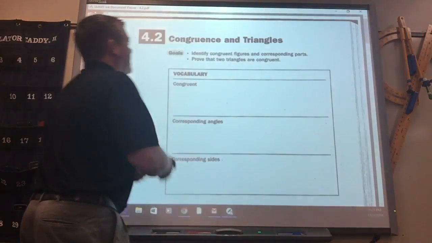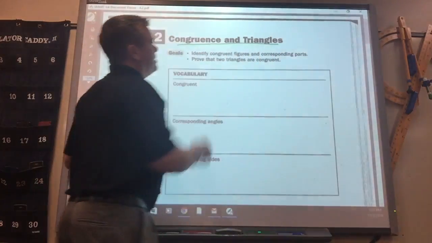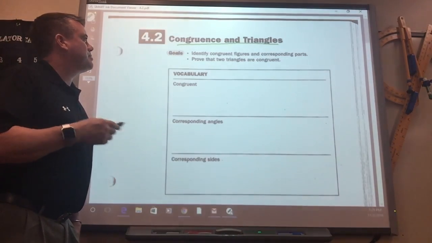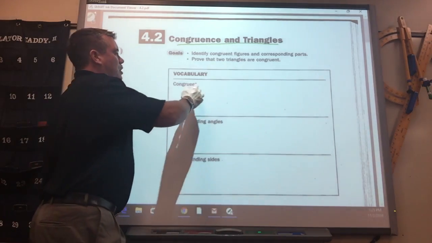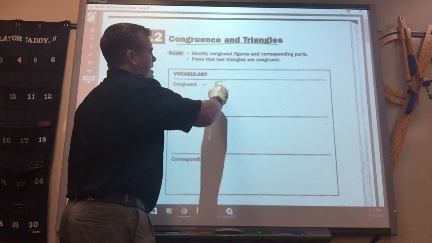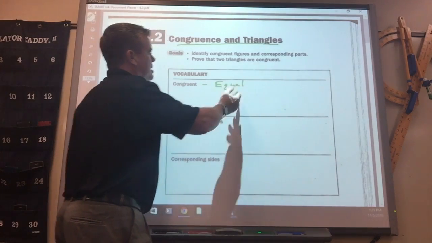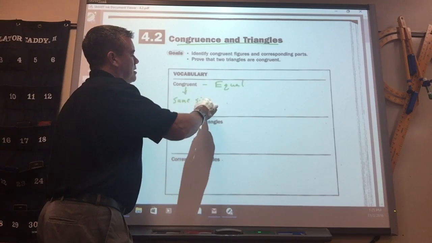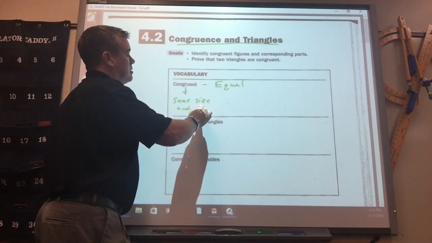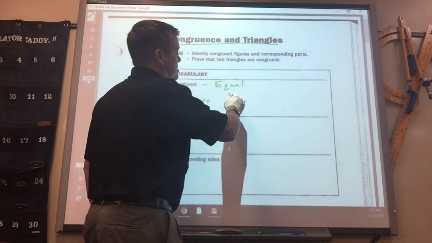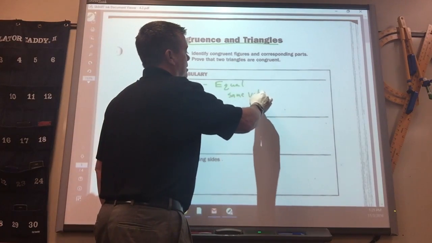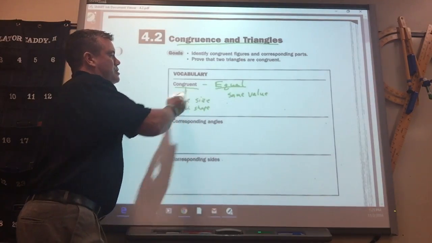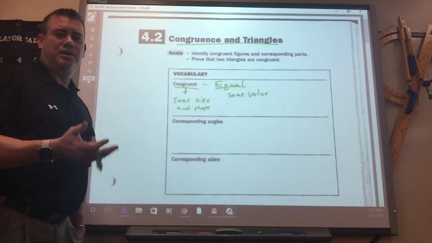Okay, congruence and triangles. You did a little bit of this in 8th grade, none last year. So you probably remember some of this. Congruent is the same as equal. They mean the same thing. Congruent means same size and shape. Equal means same value. So this is an algebra or math term, this is geometry, but they mean the same thing. If something's congruent, it's equal.